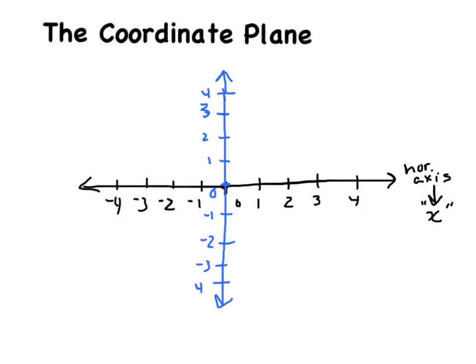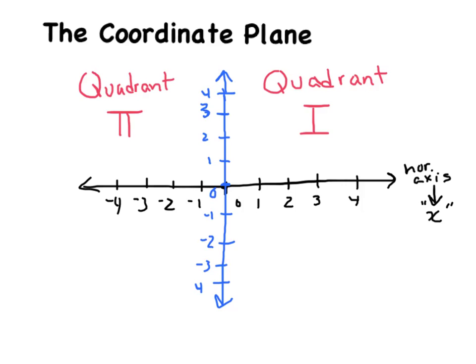Now the coordinate plane is drawn into four spaces. We have 1, 2, 3, and 4. We call these quadrants, quad coming from the root of 4. So we have our first quadrant, which is up here in the upper right, and we use Roman numerals to denote the different quadrants. So this is going to be quadrant 2. Down here is going to be quadrant 3. And we have quadrant 4.